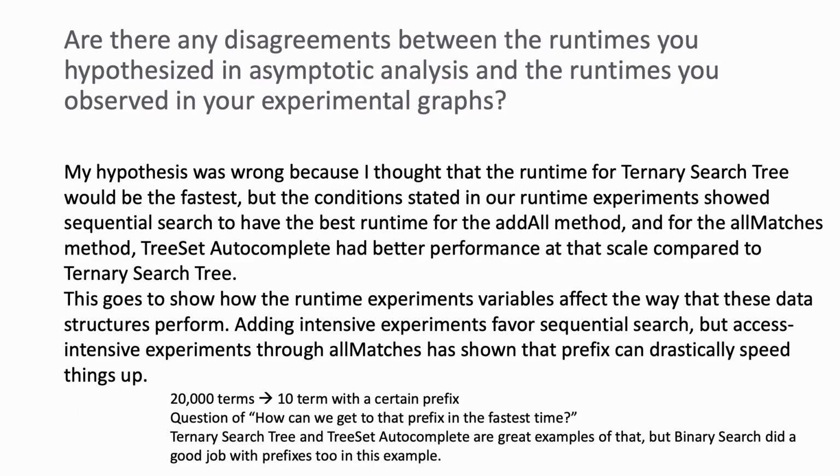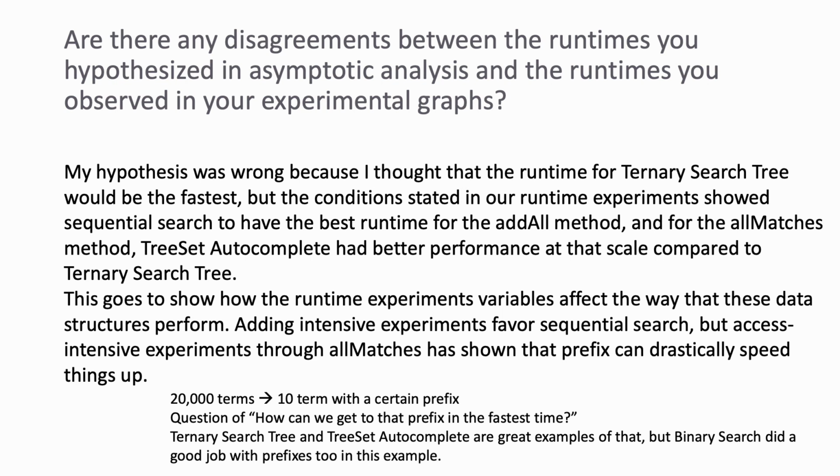So were there any disagreements between the runtimes I hypothesized in the asymptotic analysis and the runtimes I observed in my experimental graphs? I'd say that the hypothesis I made on the last slide was wrong, the one specifically about how ternary search should be fastest compared to binary search.